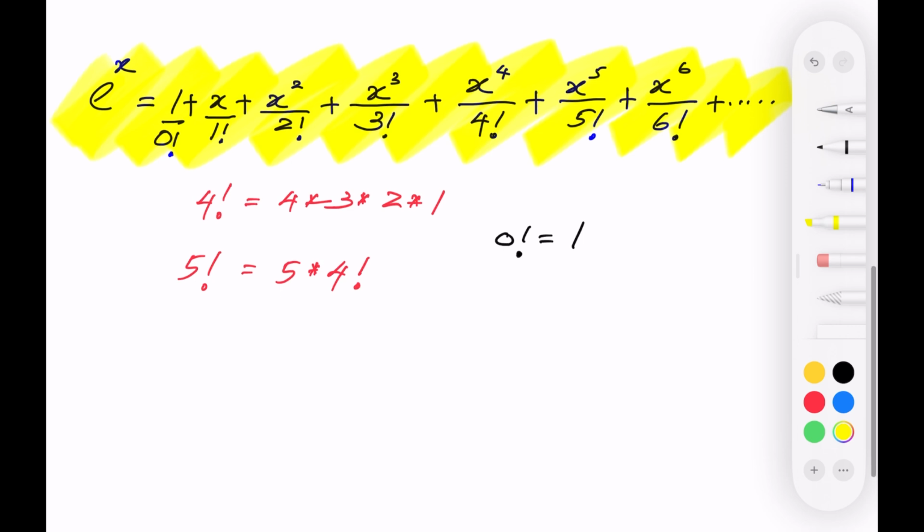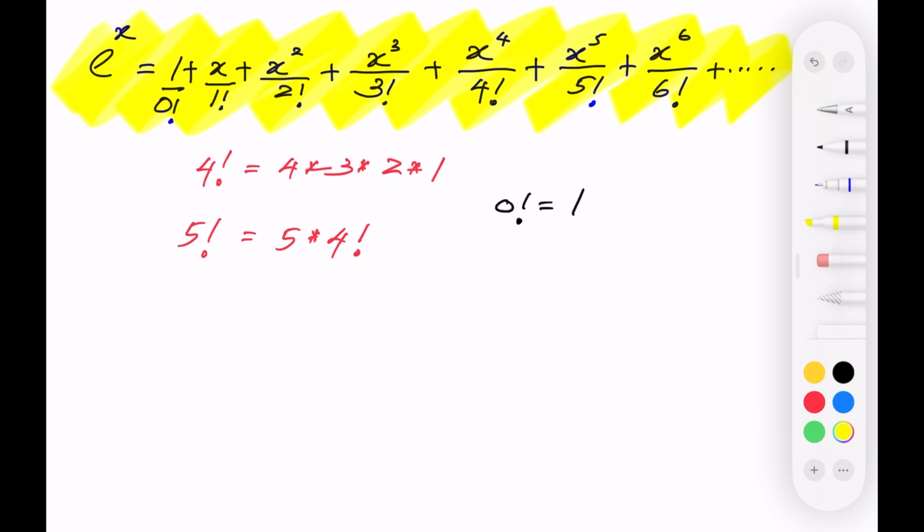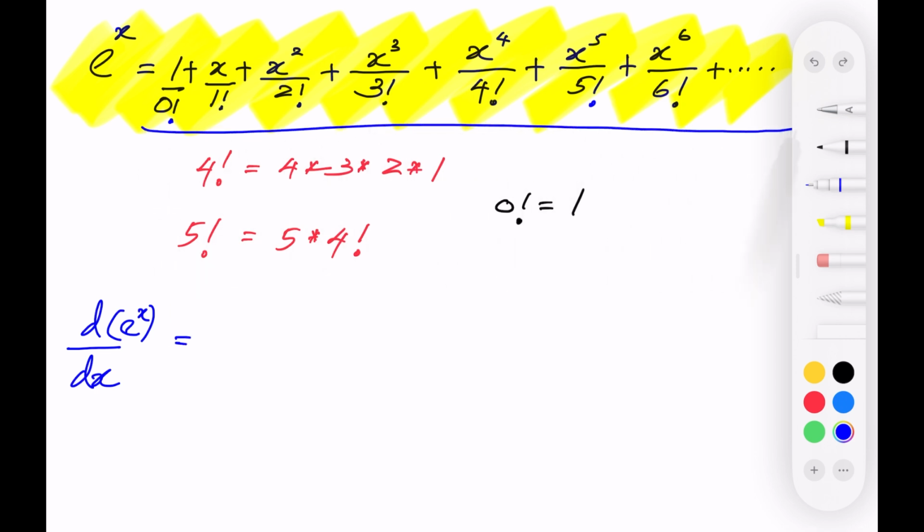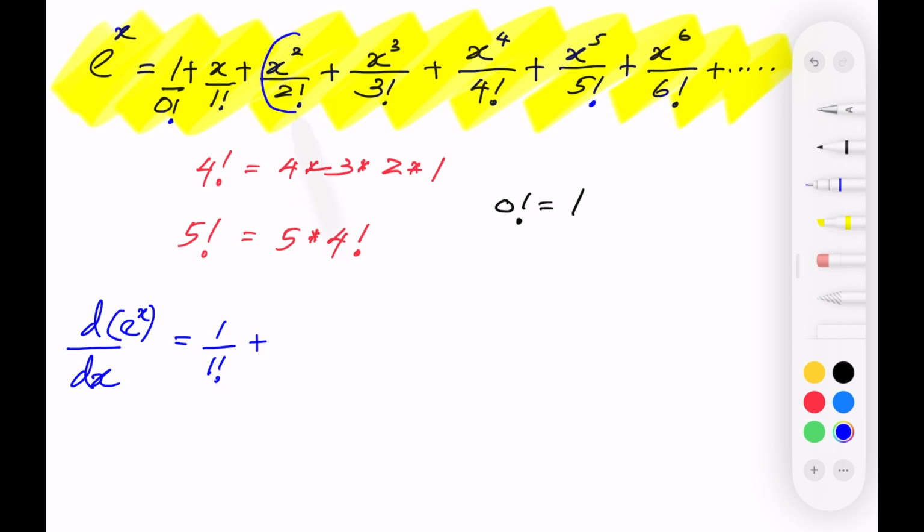All right, now we will go ahead and differentiate that function. I need to differentiate the natural exponential function with respect to x. Basically, I'm going to differentiate each of these terms on the right-hand side. When we do so, the first term is a constant. When you differentiate it, it becomes just a 0, so I will not write that down. x over factorial 1: if you differentiate x, it's going to be just a 1, so 1 over factorial 1.